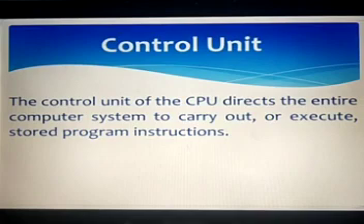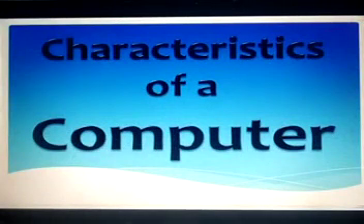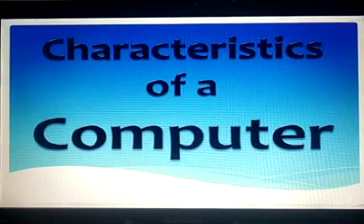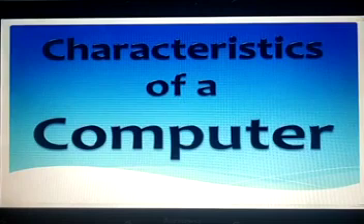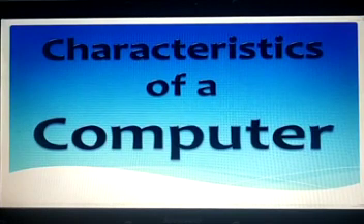Now let's discuss the characteristics of a computer. As you have seen, computers are being effectively used for a variety of tasks in nearly every field. Can you think of the qualities which made computers so popular? Computers certainly have some strengths which make them immensely useful and of course popular. So, strengths of computer.